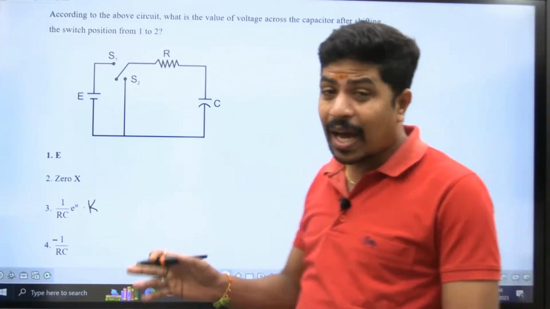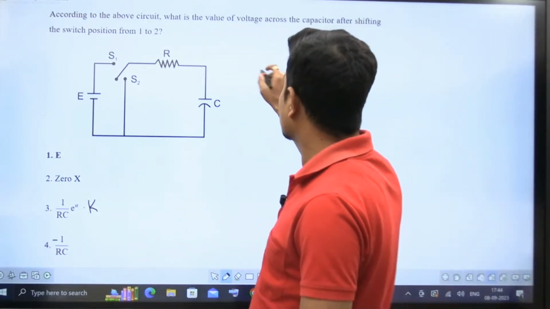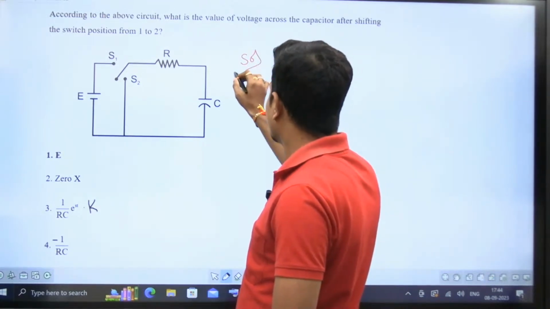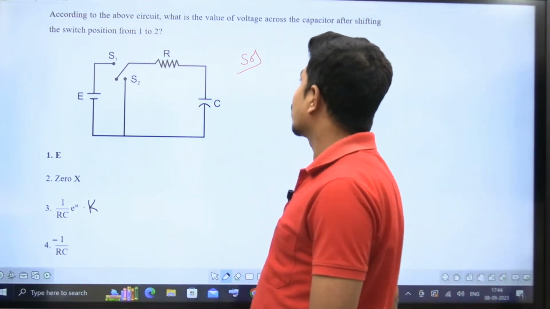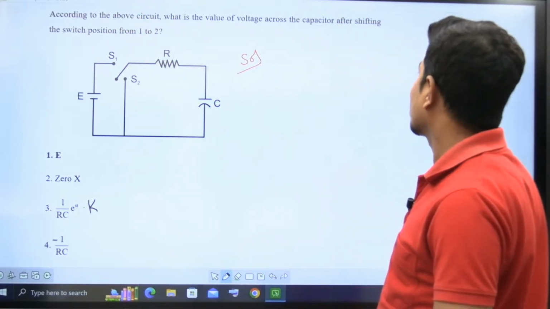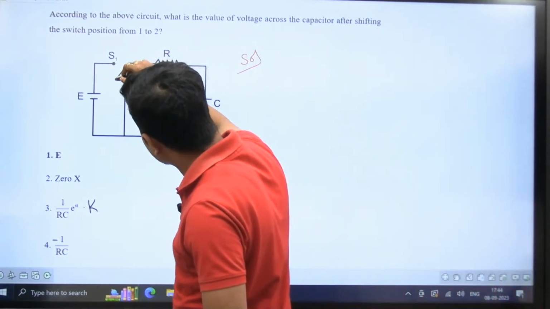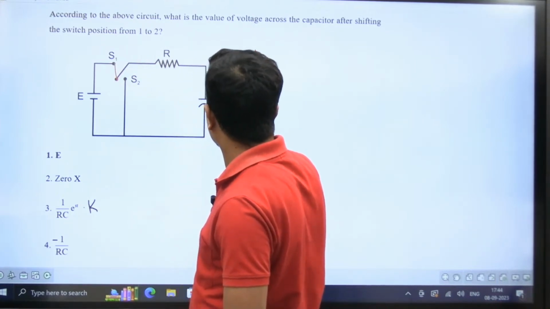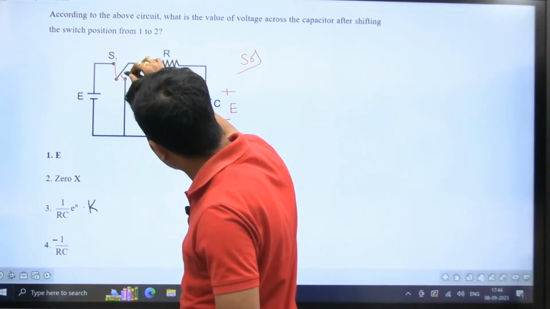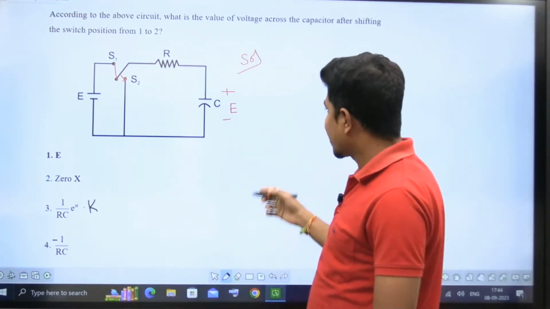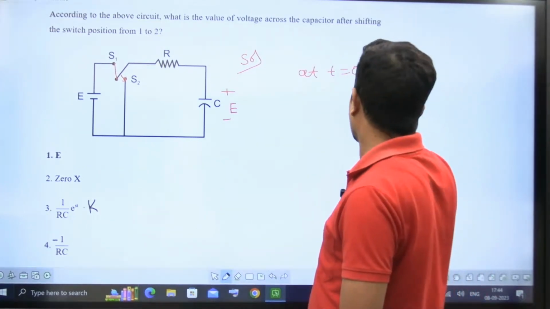See, mostly are statements and applications. This is one of the easiest questions, but there should be some question framing. It looks like the question framing is not completely correct. According to the above circuit, what is the value of voltage across the capacitor after shifting the switch from position 1 to 2? When the switch is in position 1, this capacitor fully charges to a voltage of E. Now, when you are shifting that switch from 1 to 2, the voltage across the capacitor is E at that instant.